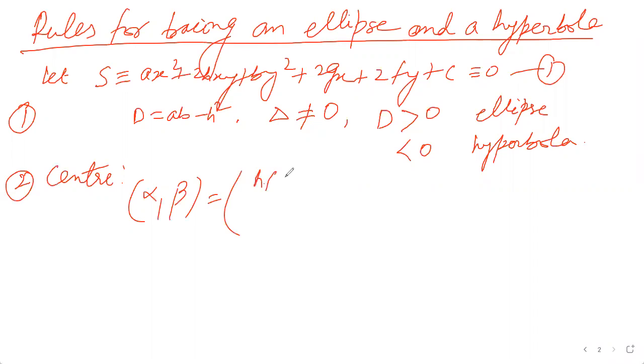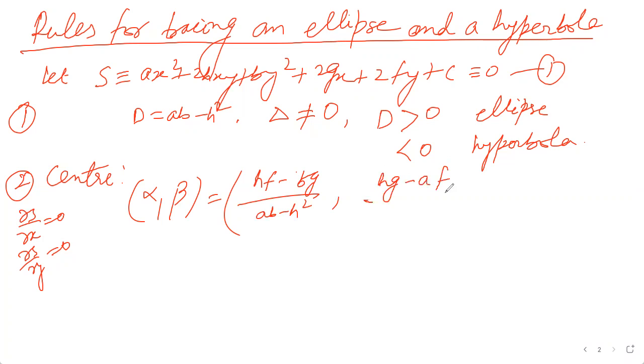सर, पार्शियल डिफरेंशिएशन कर देंगे. हाँ, पार्शियल डिफरेंशिएशन कर सकते हैं आप. del s over del x is equal to 0 and del s over del y is equal to 0 ना. इसके पार्शियल डिफरेंशिएशन करेंगे, सॉल्व करेंगे तो ये निकल के आ जाता है (hf minus bg) over (ab minus h square) and (hg minus af) upon (ab minus h square) ना.